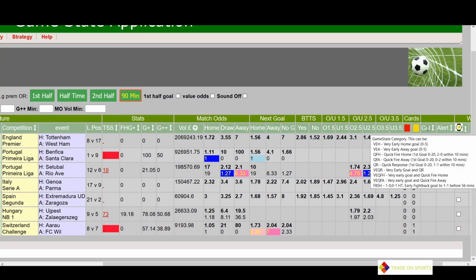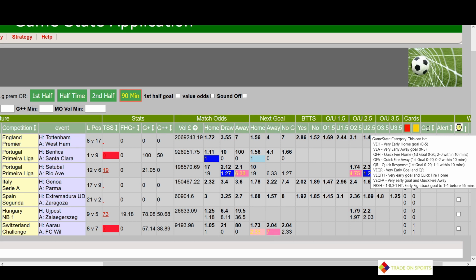Now I'm going to talk about categories and alerts. As we can see, we have around 9 different types of alerts separate from our Trade on Sports overs bot as well. So we alert you to matches that have a very early home goal, a very early away goal, quick fire home goals, 2 inside 10 minutes in the 20-minute opening time frame, and vice versa for quick fire away. And also quick response, where we see a quick equaliser within 10 minutes of the opening 20 minutes of the match. A very early goal and a quick response, which would be a combination of very early home, very early away, and a quick response. The same goes for very early quick fire home, an early goal followed by another one for the home team, and vice versa for the away team down here under VEQFA.